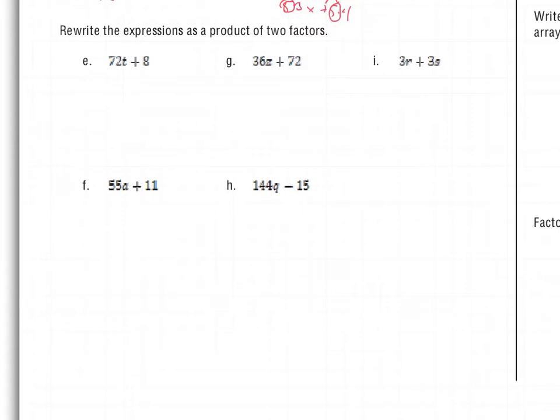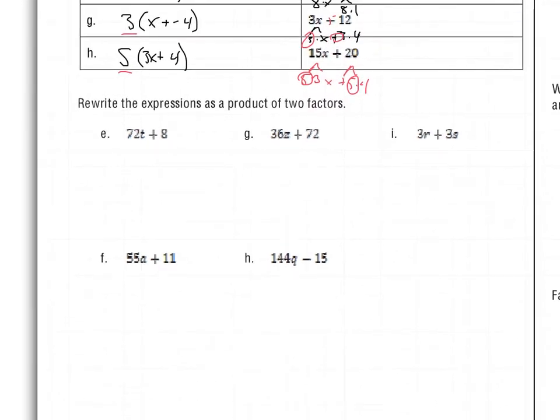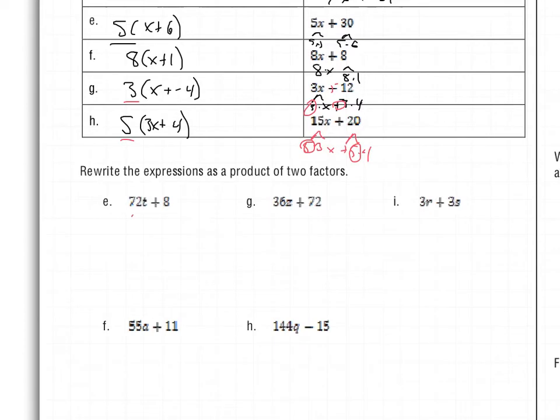Alright, we're going to do the same thing down here. Rewrite each expression as the product of two factors. These are going to be a little bit more complicated than the ones that we saw above, because we need to find greatest common factors. So looking at this one, it's going to be 8 times 9t plus 8 times 1. So my common factor is 8.